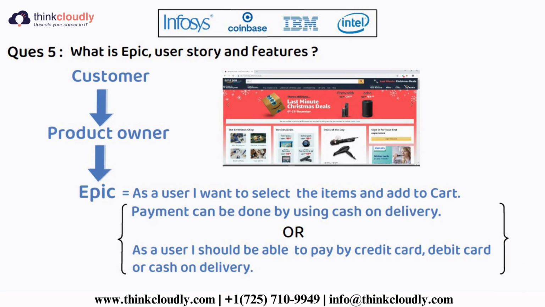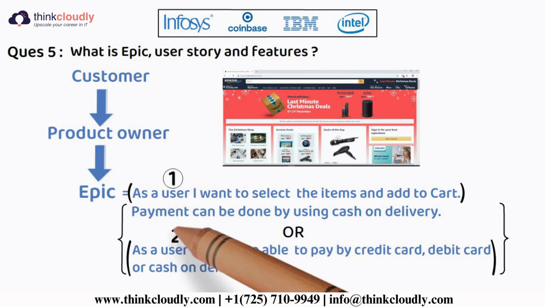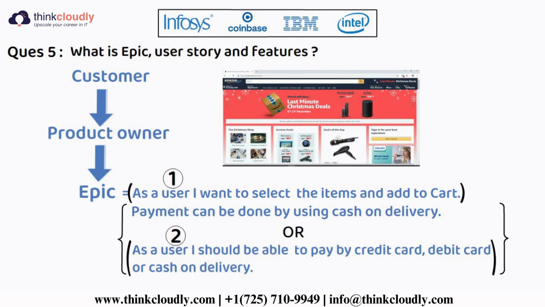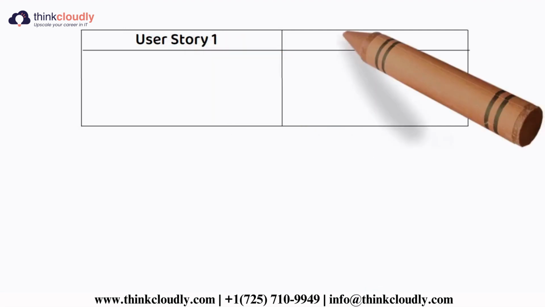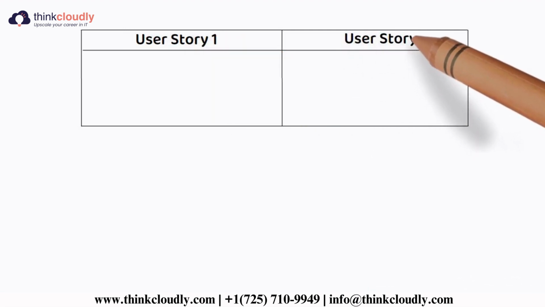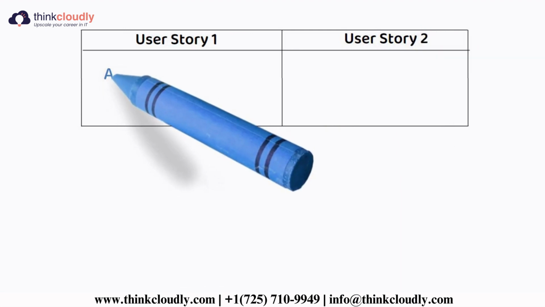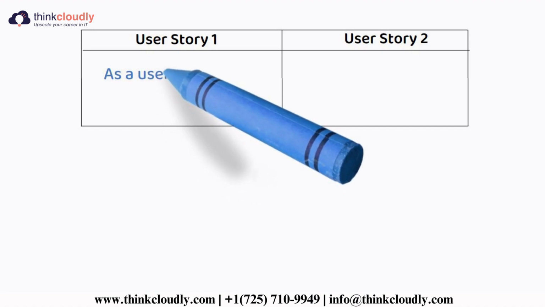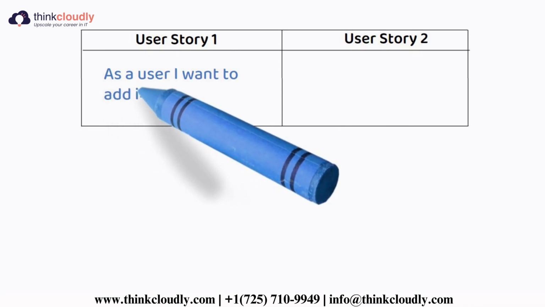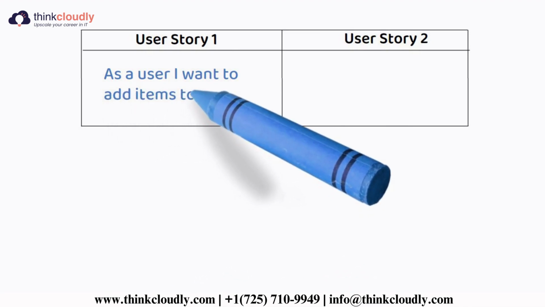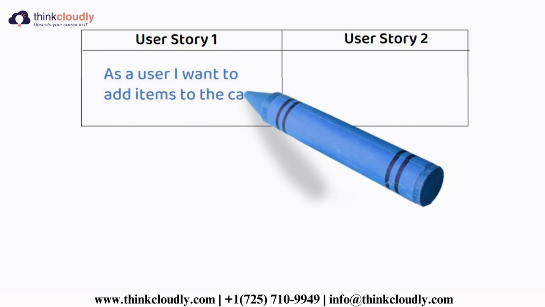I can break this requirement into small user stories. Okay, so till here is my first user story and this one is my second user story. So my two user stories will be, I will break the epic into user story 1 and user story 2. So in user story 1, I can write: as a user, I want to add items to the cart.